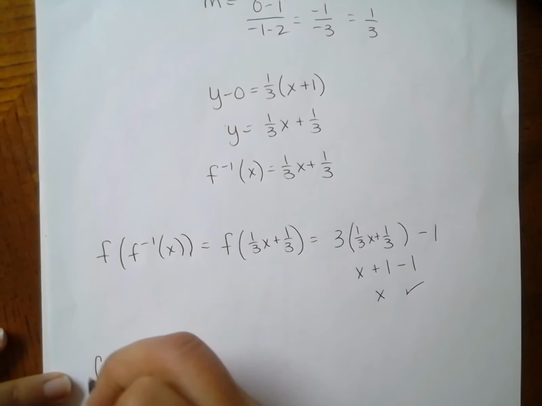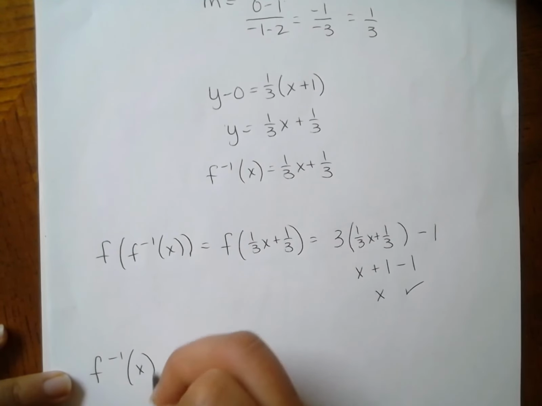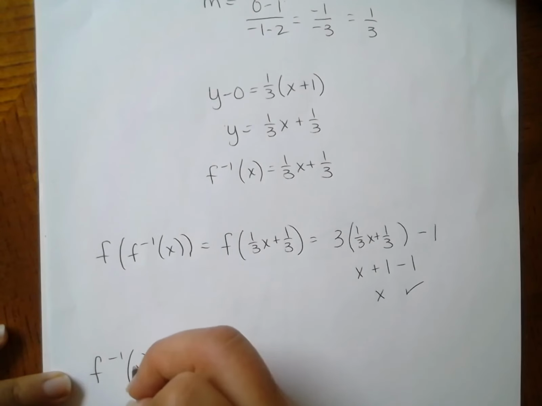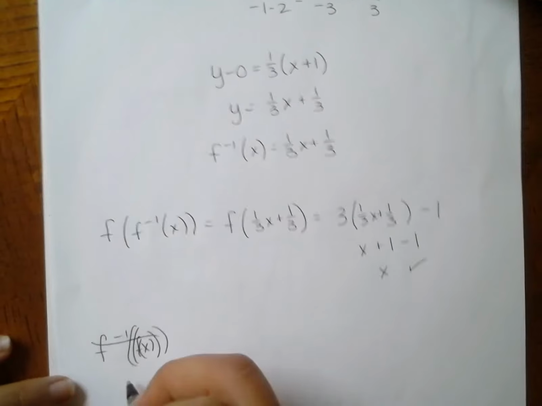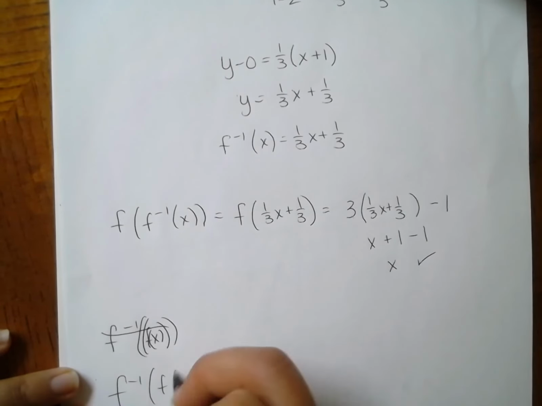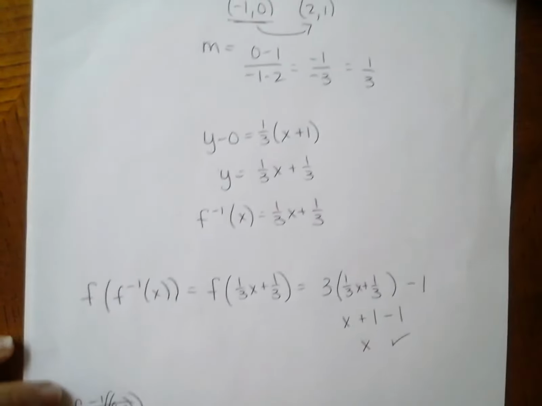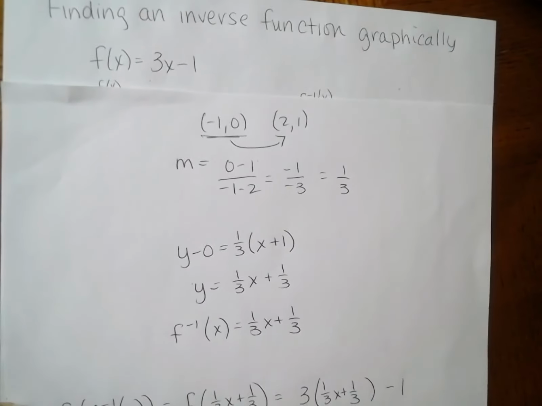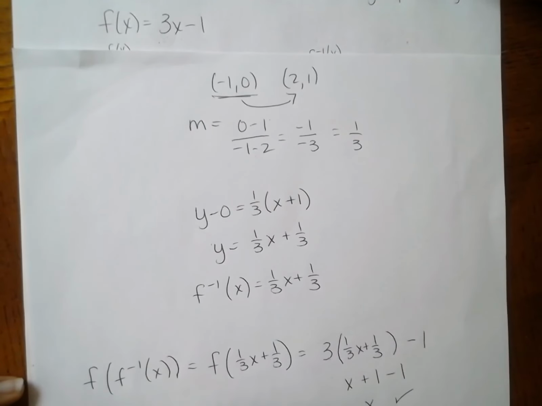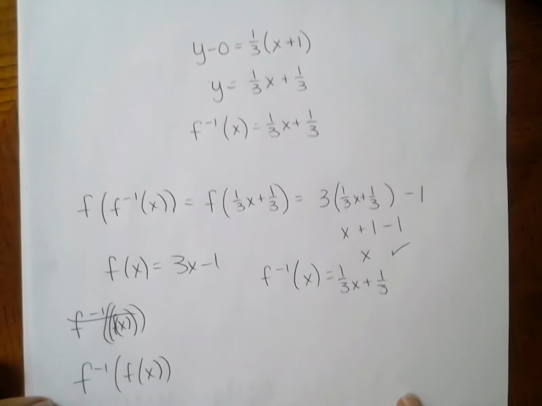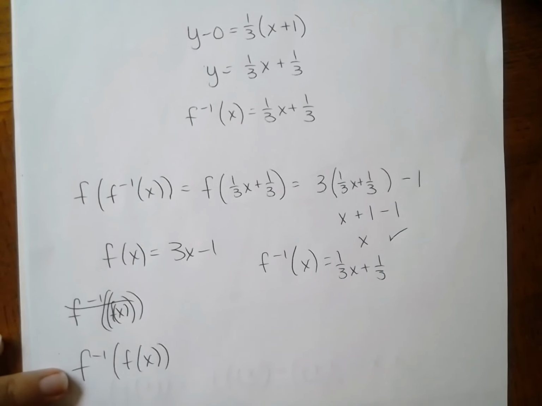So let's try in the opposite direction. I want to compose it in the opposite direction: f inverse of f of x. Again, let me write here that f of x was 3x minus 1, and f inverse, I'm saying, is 1/3 x plus 1/3. So here's my f and my f inverse, and I'm going to compose them.